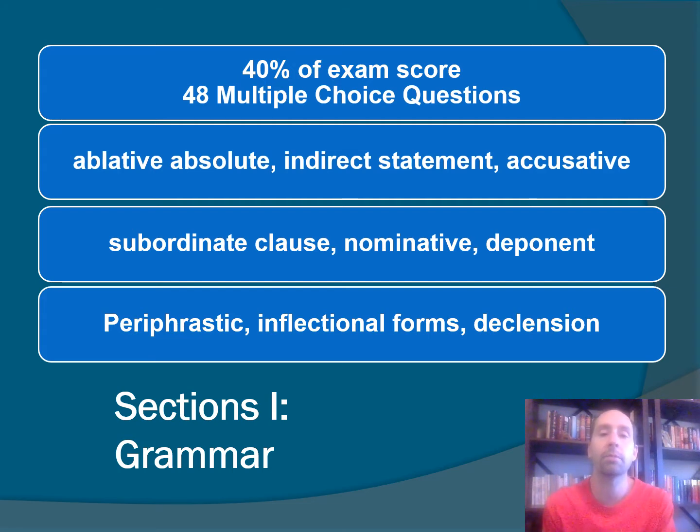In the grammar section, section 1, it makes up 40% of your exam score. There's going to be 48 multiple choice questions, and some themes that you might need to know about are ablative absolute, indirect statement, accusative, subordinate clause, nominative, deponent, periphrastic, inflectional forms, and declension. Again, just use these lists as a checklist to see if you're familiar with these items or not, if you understand these, or if you need to go back and study them a little bit more.